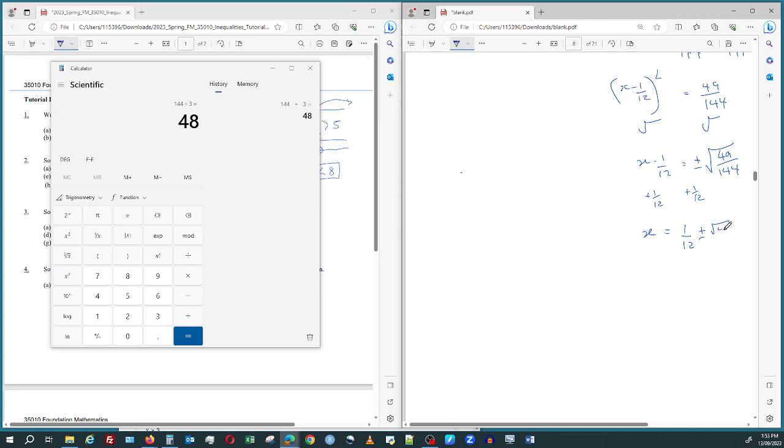So 49 over 144. Okay? So we've got 1/12 plus or minus 7, 7 7s are 49, 12 12s are 144. Oh, that's not so hard now, is it? 1 plus 7 is 8 on 12. 1 minus 7 is minus 6 on 12. 8 on 12 is 3/4. And that's right, isn't it? Oh, 8 on 12... that's minus a half. Just fumbling there.